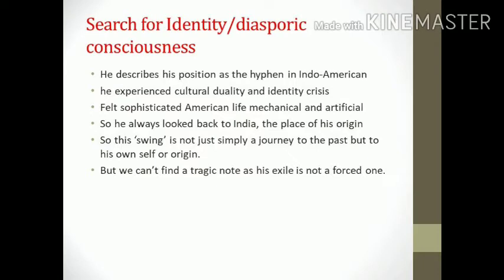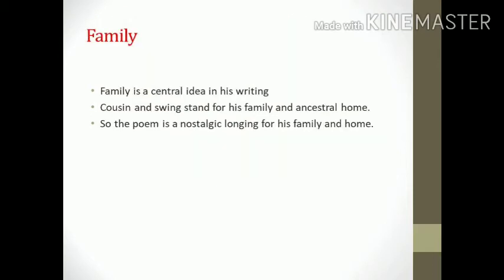So, swing in this poem is not just simply a journey to the past, but to his own root. But we can't find a tragic note as his exile is not a forced one. Third theme is family. Family is a central idea in Ramanujan's writing. Cousin and swing stand for his family and ancestral home. So the poem is a nostalgic longing for his family and home.